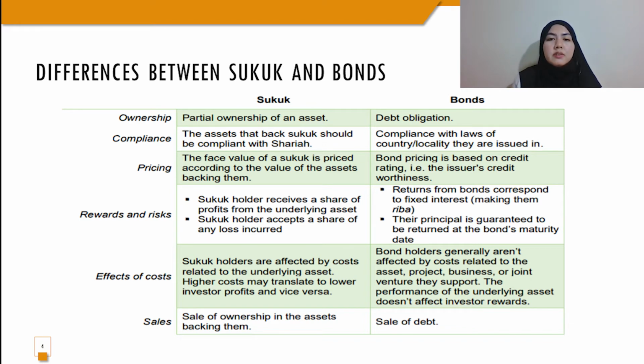Sukuk holders receive a share of profit from the underlying asset and accept a share of any loss. For bonds, returns correspond to fixed interest, and their principal is guaranteed to be returned at the bond's maturity date. Sukuk holders are affected by costs related to the underlying asset. Higher costs may translate to lower investor profit and vice versa. Bondholders generally are not affected by costs related to the asset, project, business, or joint venture they support. The performance of the underlying asset does not affect investor reward. Sukuk is a sale of ownership in the asset backing them. For bonds, it is a sale of debt.